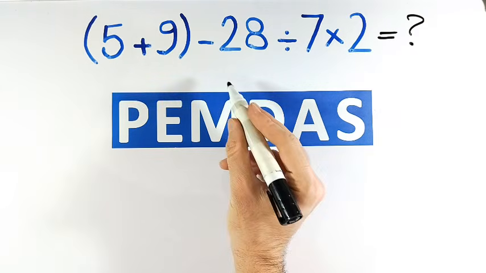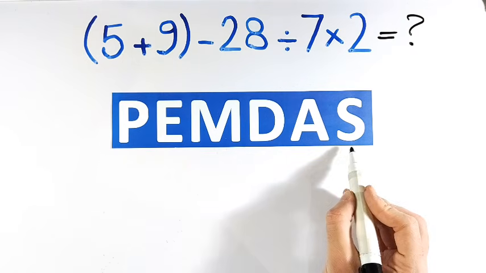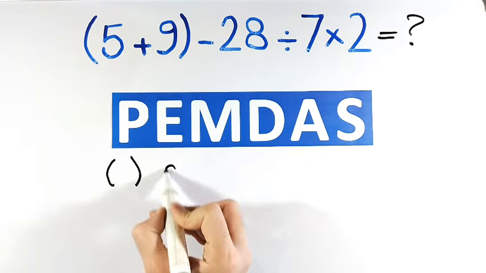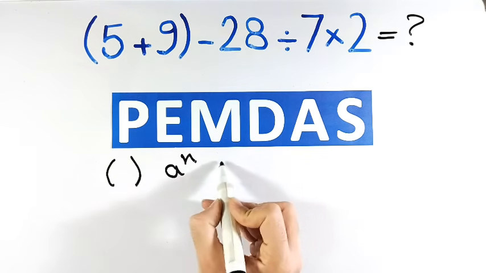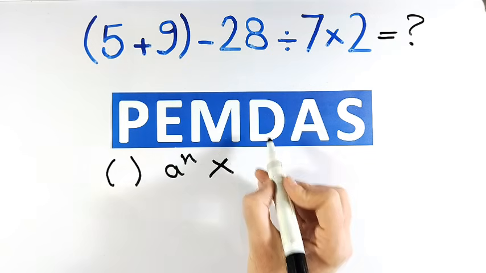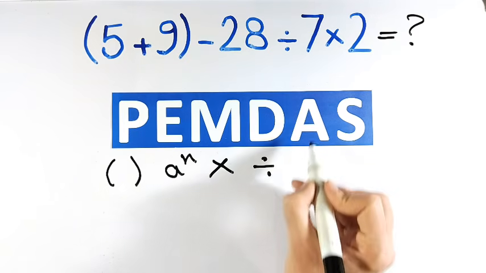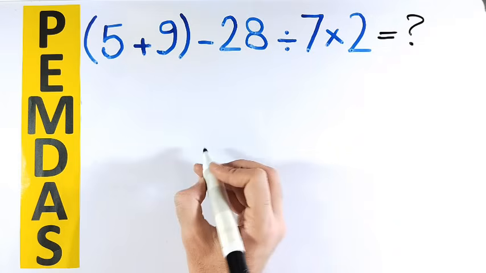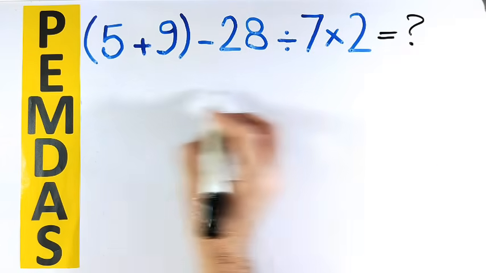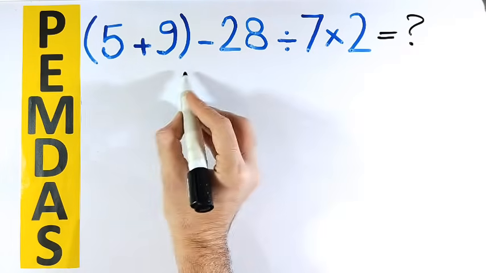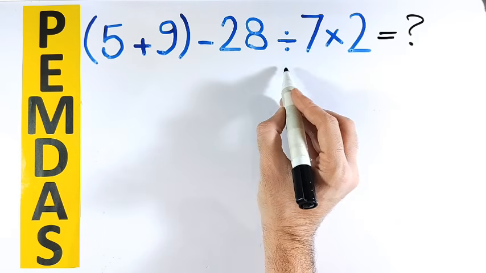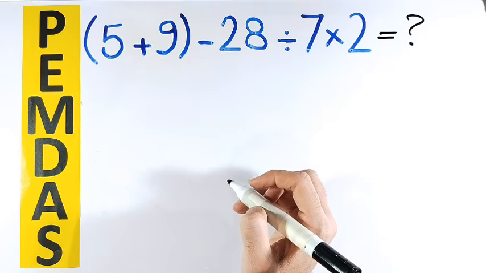To solve this question, we must follow the PEMDAS rule. In this rule, P stands for parentheses, E stands for exponent, M stands for multiplication, D stands for division, A stands for addition, and S stands for subtraction. As you can see on the screen, in this expression, first we have parentheses, then a subtraction sign, followed by a division, and finally a multiplication.